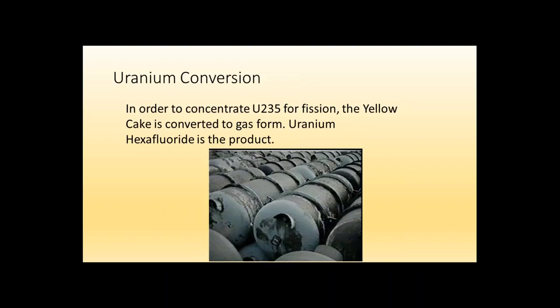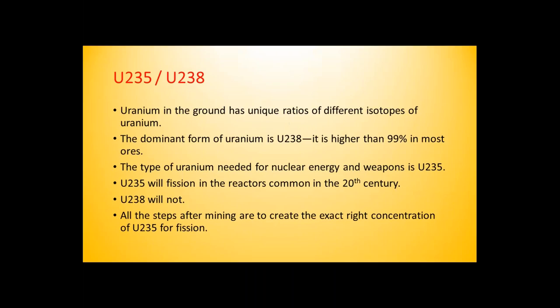Uranium conversion. In order to concentrate uranium-235, which is the uranium that we want in order to do nuclear power and weapons, the yellow cake is converted to a gas, uranium hexafluoride, a very toxic gas. The uranium-238 that's left over is considered depleted uranium. The uranium-235 is separated out.